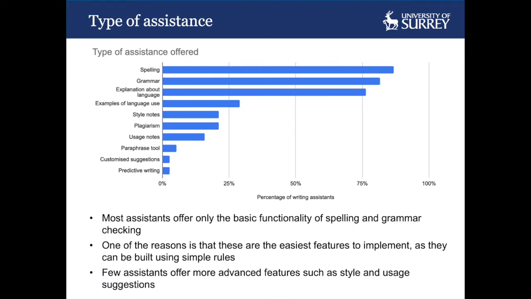First, for the type of assistants, most assistants offer only the basic functionality of spelling and grammar checking. One of the reasons is that those are the easiest features to implement, as they can be built using simple rules. Also, few assistants offer more advanced features such as style and usage suggestions. However, they are exactly the type of features that L2 researchers need to be able to meet the language standards of high-impact journals.